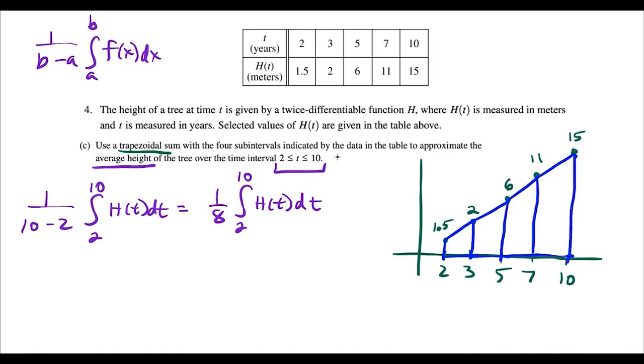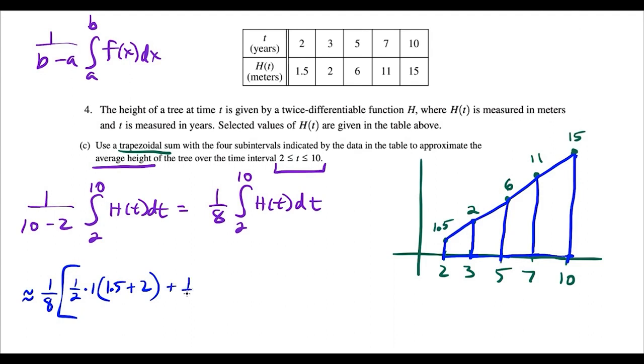Okay, but notice the fact that it's average value means there's going to be a 1/8 in front. So this expression is roughly equal to 1/8, and now we'll throw in our bracket. So the area of a single trapezoid is 1/2 height times base 1 plus base 2. So what we're going to have first is 1/2 times the height from 2 to 3, which is equal to 1, and now we have base 1 plus base 2. So we have 1.5 plus 2, and that's going to give us the area of the first trapezoid.